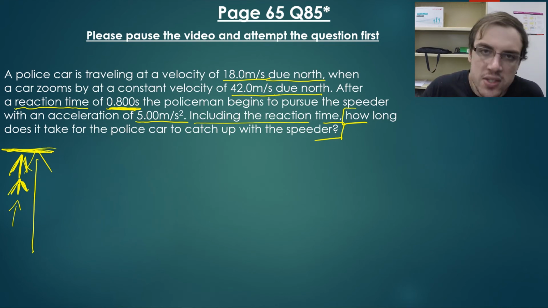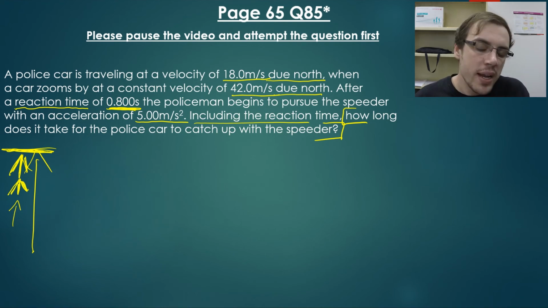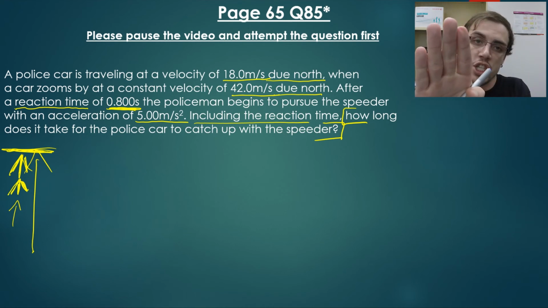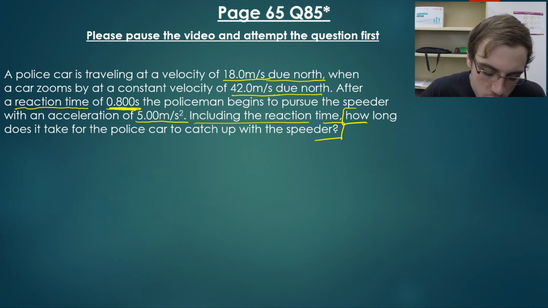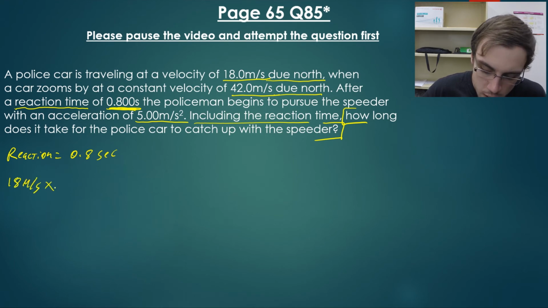Now, for us to do this, we need to see how far each of those cars had traveled before the policeman gave chase, because although the speeder is going at a constant velocity, the cop car isn't. The cop started at one speed, the person overtook him, and then he gave chase. So we need to take into account the reaction time. So the policeman is going at 18 meters per second multiplied by 0.8 seconds.